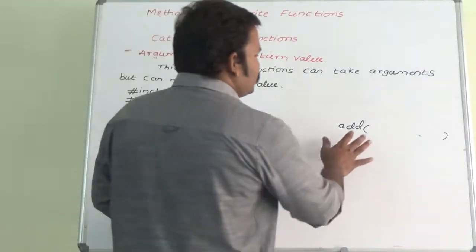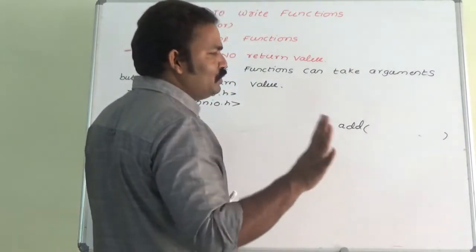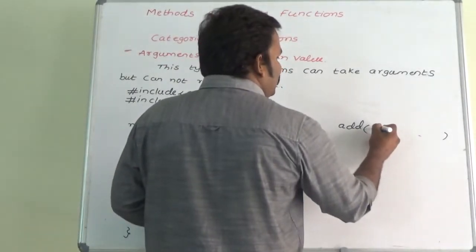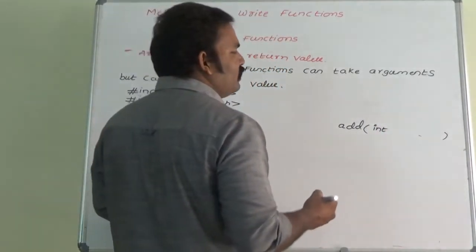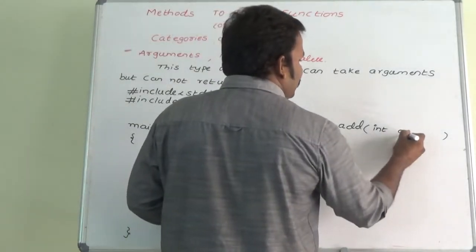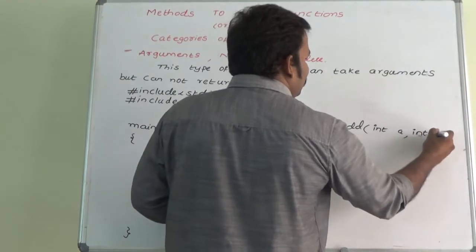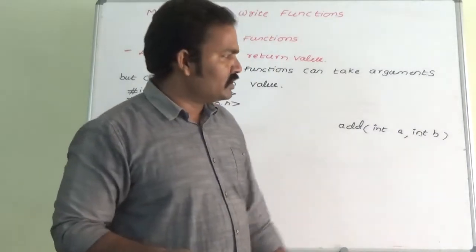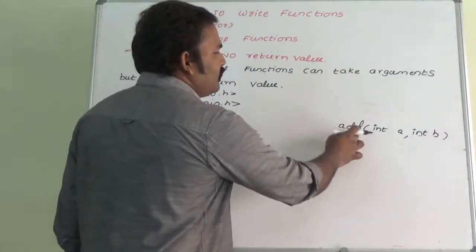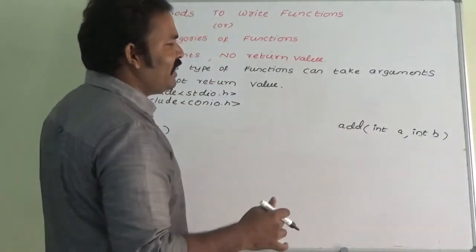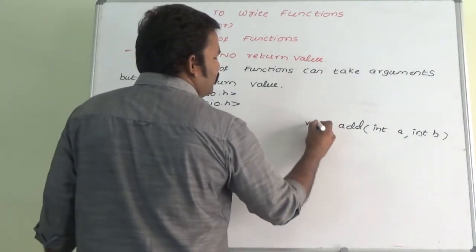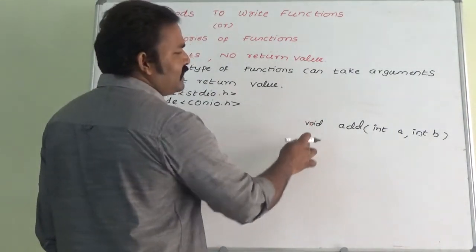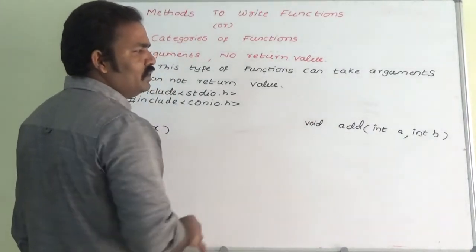So this function can take 2 arguments. To take 2 arguments, we have to declare 2 variables, int a comma int b. These are formal parameters or formal arguments. The add function can take arguments but cannot return any value, so the return type is void. It does not return any value from the called function to the calling function.